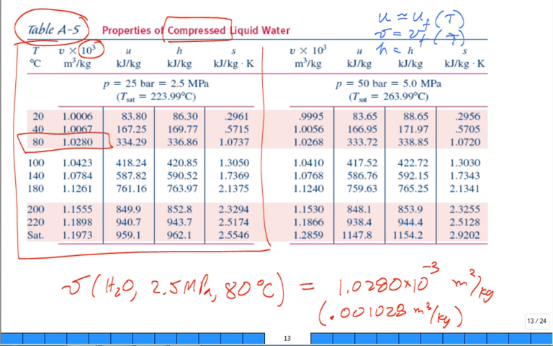Notice they also tell you at that whopping pressure, here's the saturation temperature. So you can use this to check and say, hey, they gave me a pressure of 2.5 megapascal and a temperature of 80 degrees. Well, guess what? That 80 degrees is significantly less than the saturation temperature. It's subcooled liquid, it's cold liquid, it's compressed liquid, different terms for it. It's liquid. Okay?